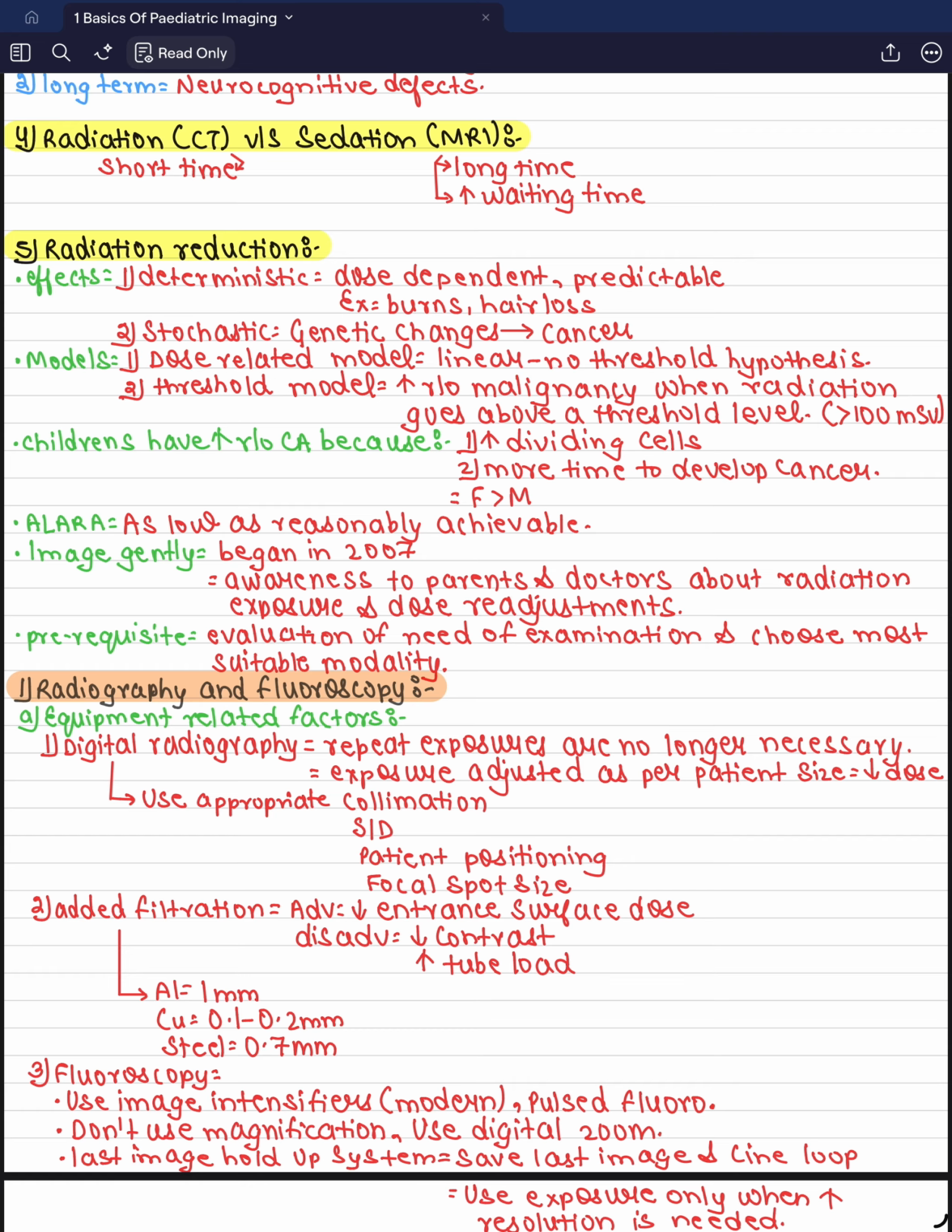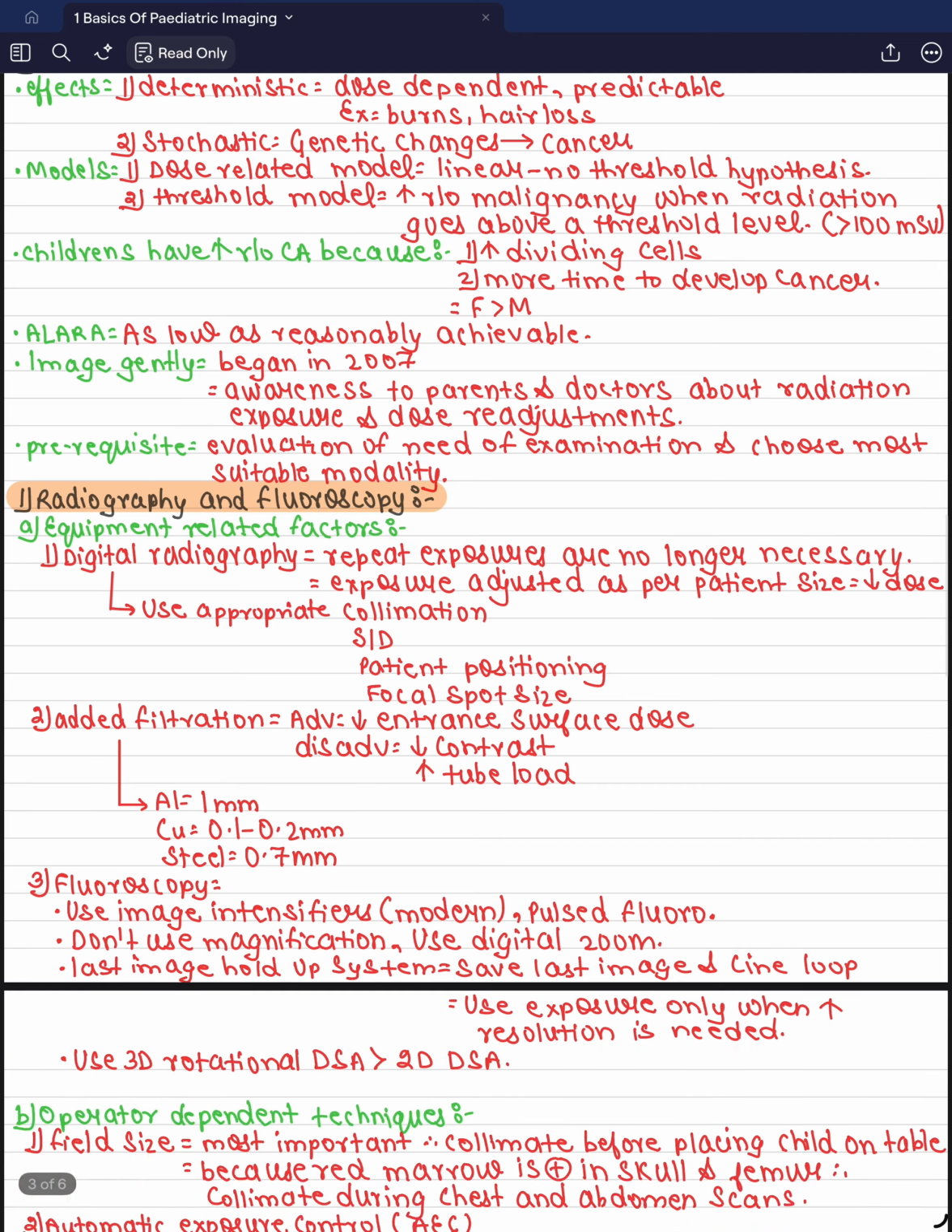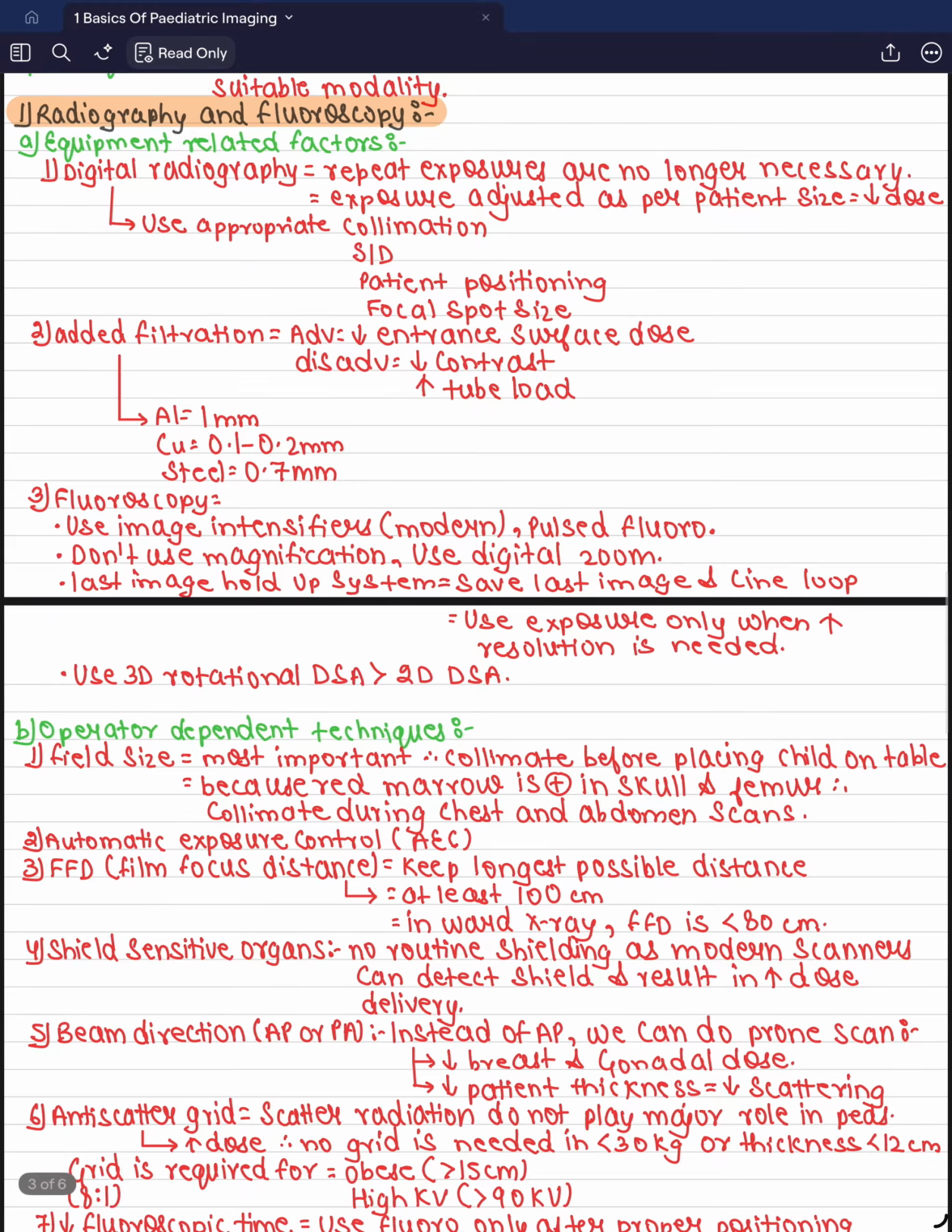First, we will talk about radiation reduction in radiography and fluoroscopy, and then we will talk about radiation reduction in CT. So first, let's talk about radiation reduction in radiography and fluoroscopy. We will divide it into two headings. First, let's talk about equipment related factors. So how can equipment reduce radiation?